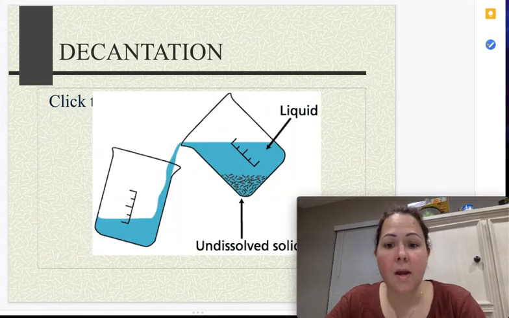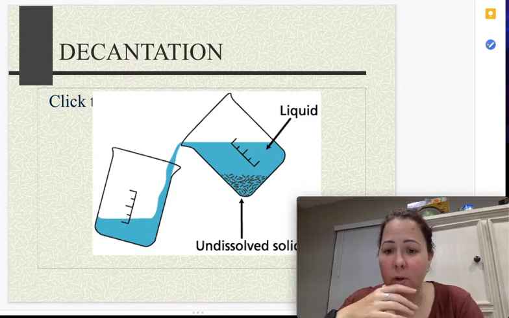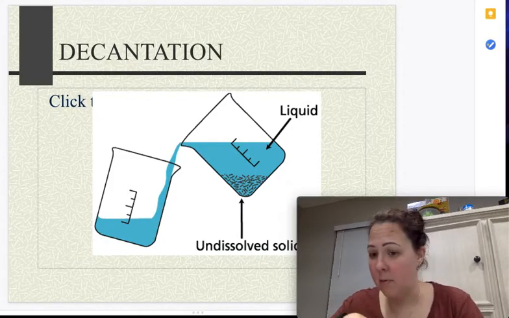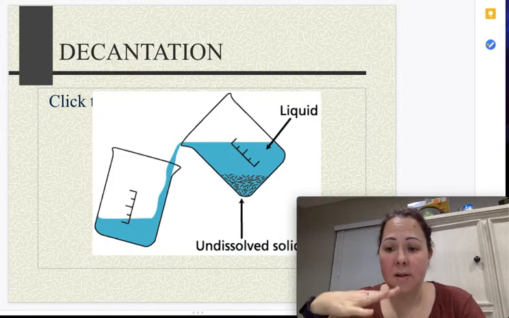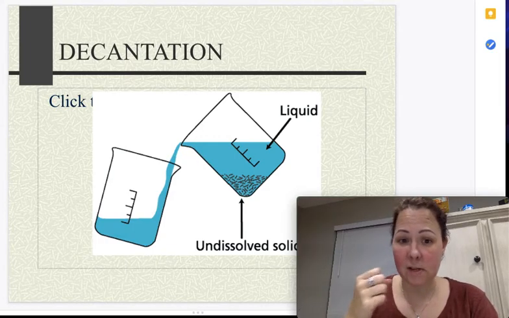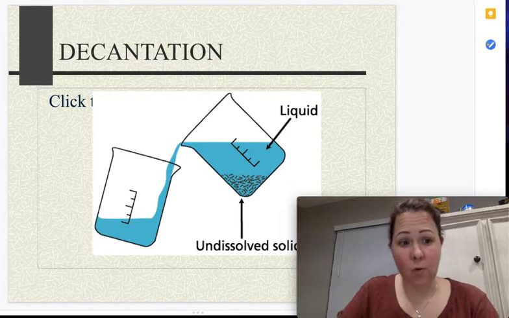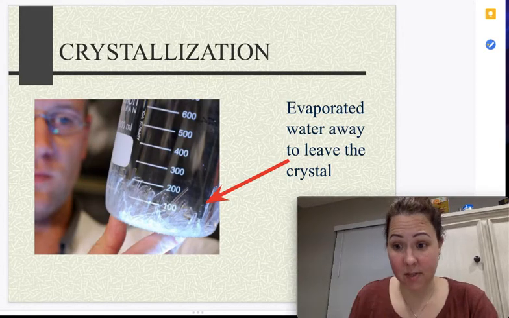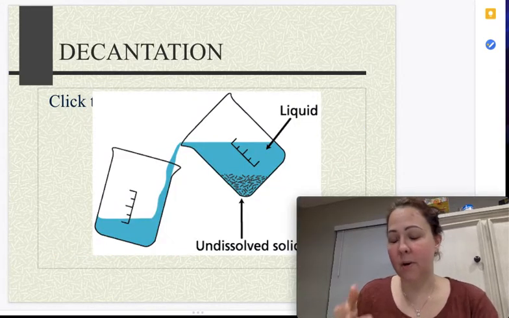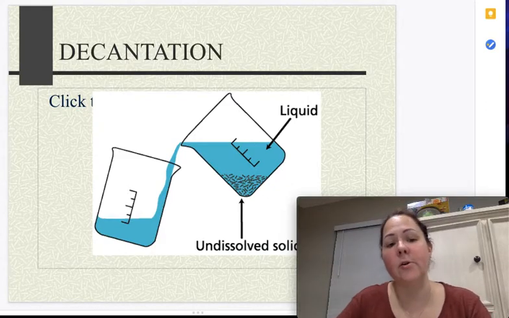Now the next type is called decantation. When you decant a liquid, you have an undissolved solid in the bottom, like sand in the bottom of water. And if you have sand or rocks in the bottom of water, you can just pour the liquid off and it leaves the solid chunk behind. So you're just using that undissolved solid where crystallization it was dissolved. This is not dissolved, so it's still in the bottom of the beaker, in the bottom of the glass, or in the bottom of the bucket, or whatever it is, and you just pour the liquid from one container to another.